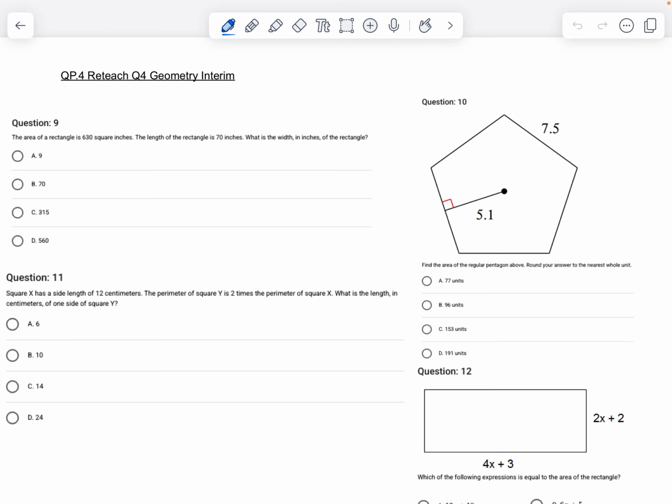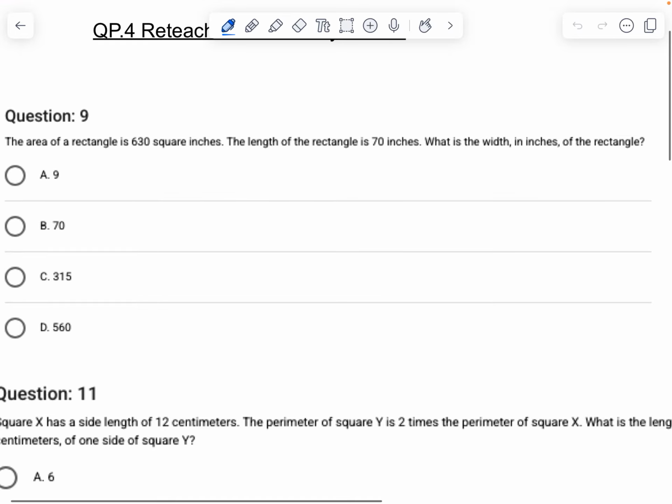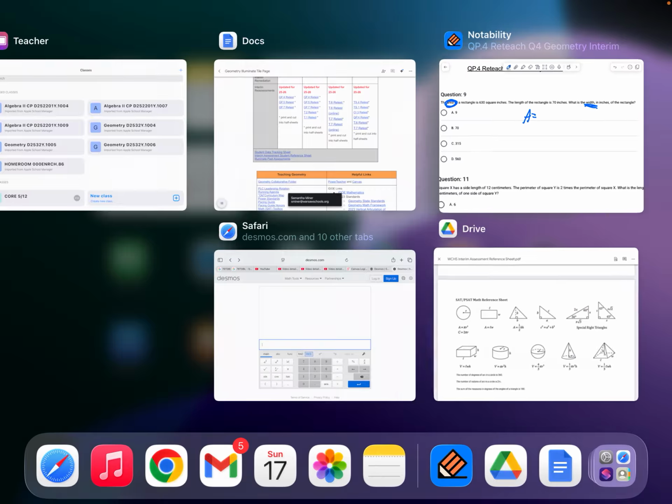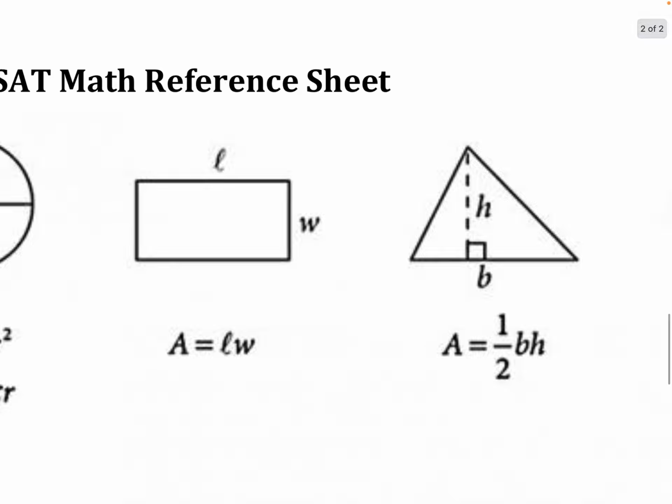Okay? So going through these questions, number 9 was the first one. The area of a rectangle is 930 square inches. The length of the rectangle is 70 inches. What is the width of the rectangle? Like I said, we're talking about area, so let's find the area of the rectangle on the back side of that reference sheet. The area of the rectangle tells us right here, A equals length times width.